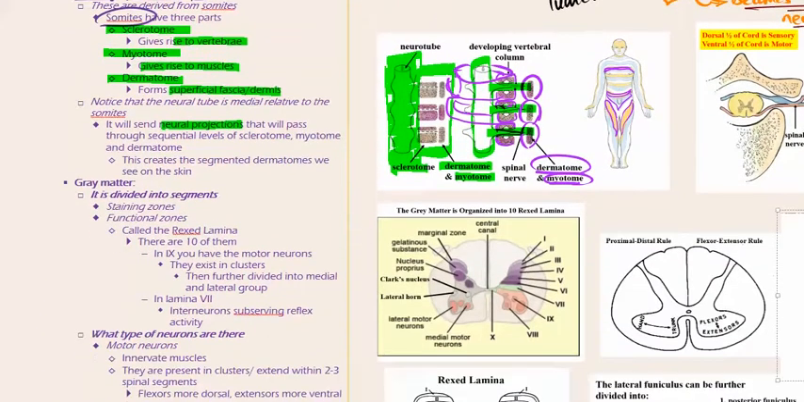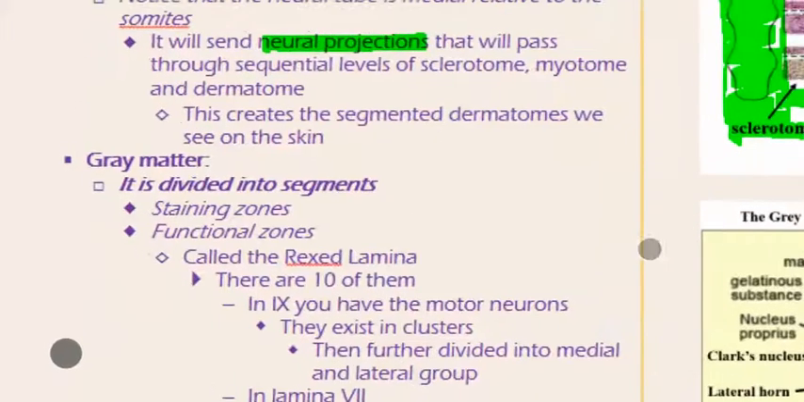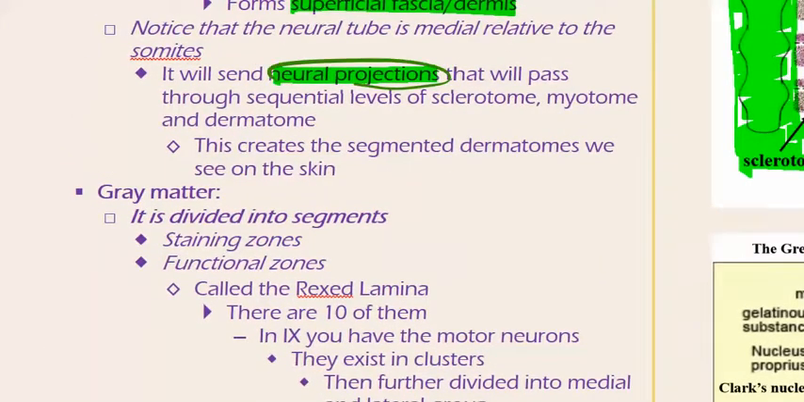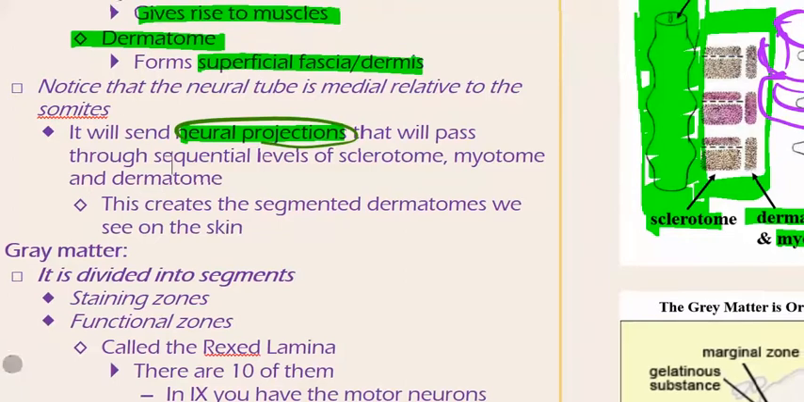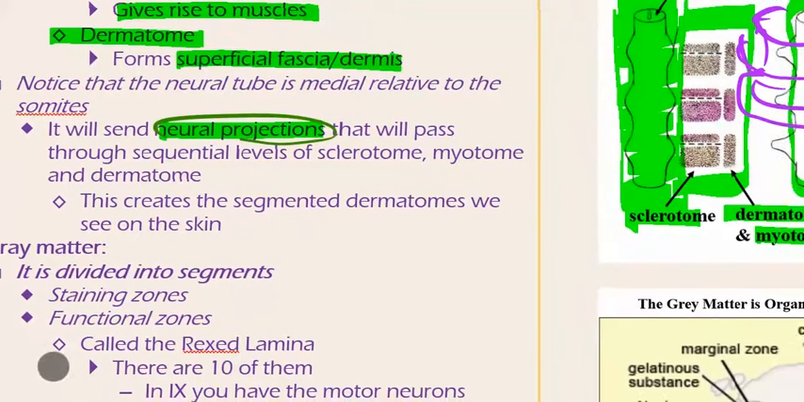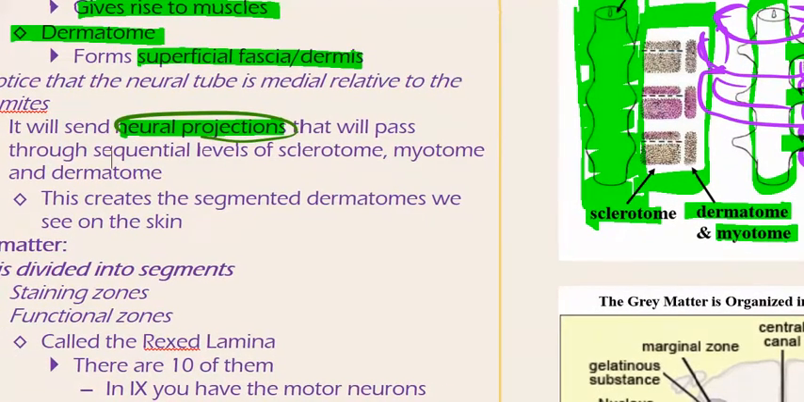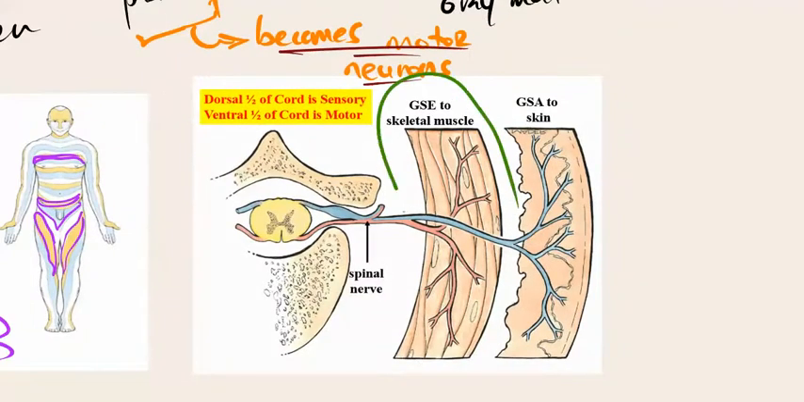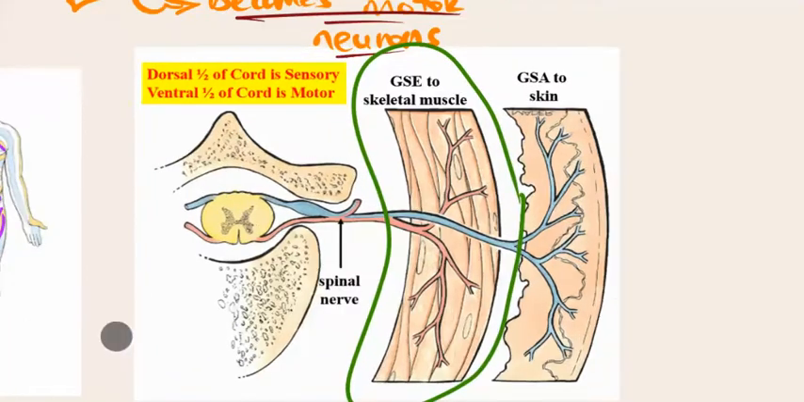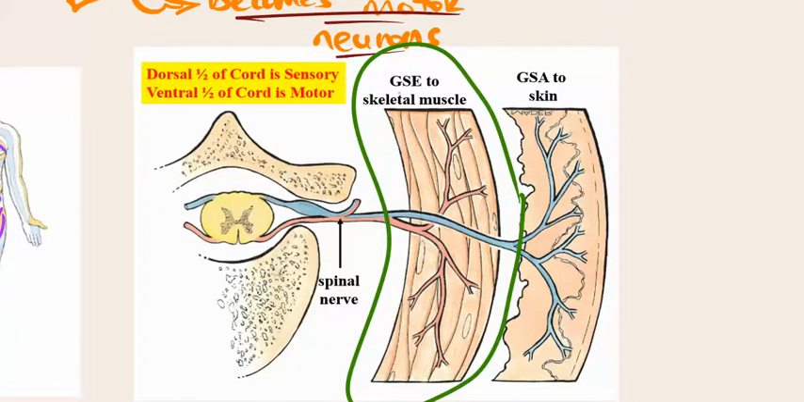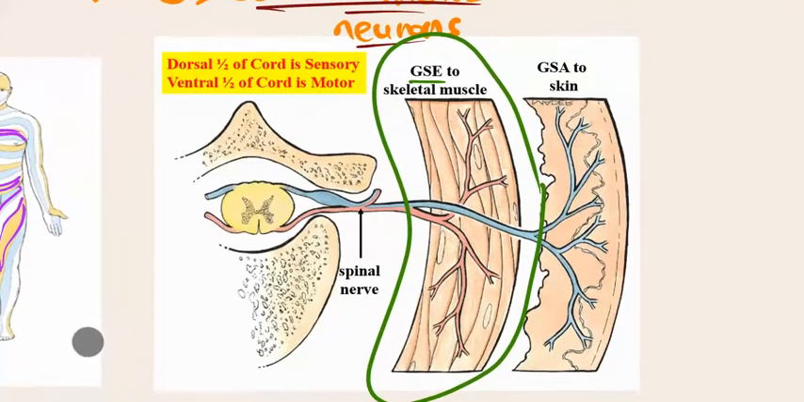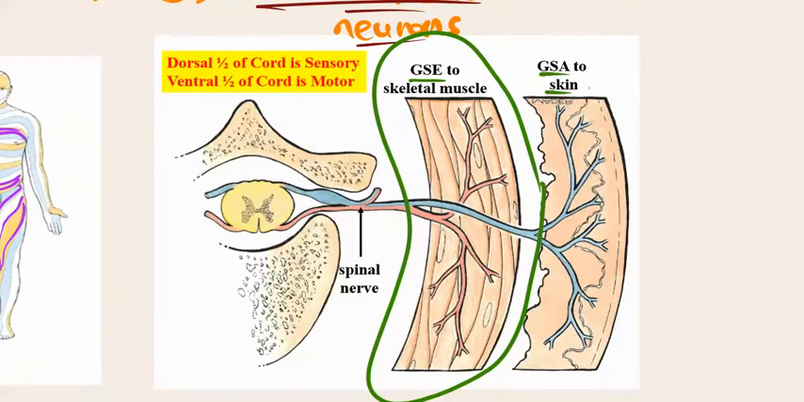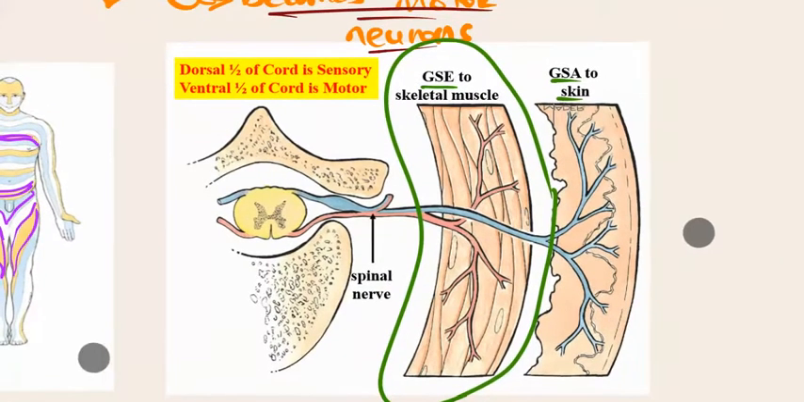Okay, so we just talked about how these neural projections are coming out from the neural tube, piercing through the sclerotome, which will give rise to the vertebrae, innervating the myotome and the dermatome. The myotome will become the skeletal muscle. That innervation is going to be general somatic efferent to the skeletal muscle, and general somatic afferent to the skin.